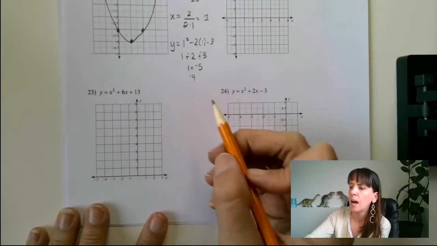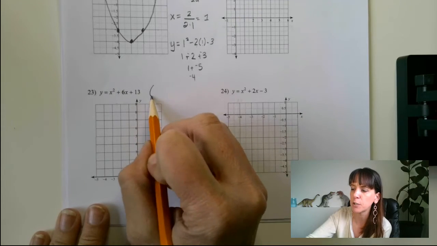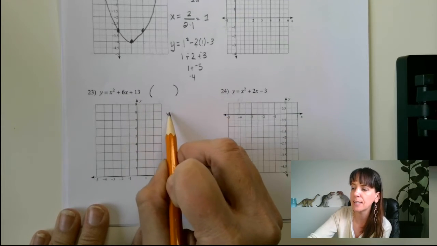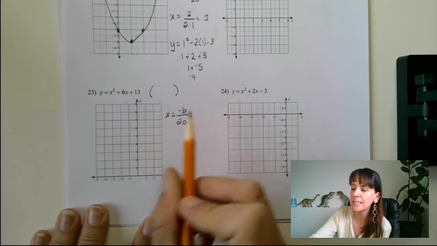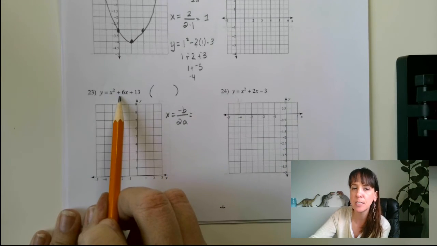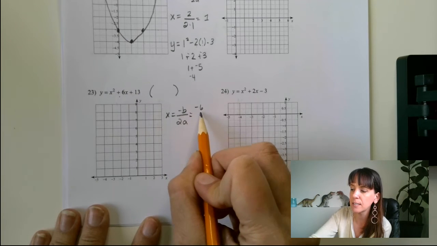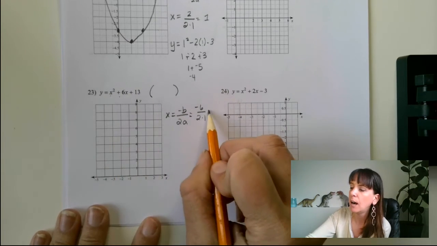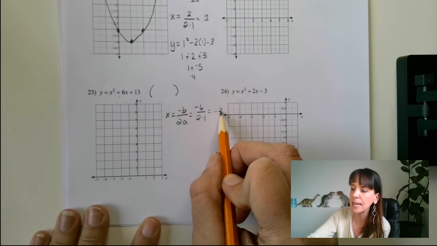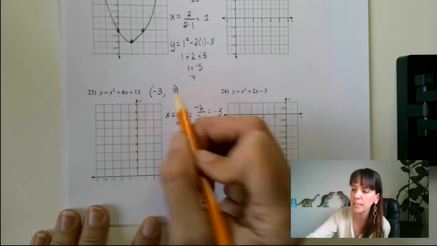This looks fun. Okay, so to find our vertex, the very first thing we do is x equals -b over 2a. That is going to be, this is +6, so we're going to do -6 over 2 times 1, which is our a, right? That's going to be -6 over 2, which gives us -3. So the first part of our vertex is -3.